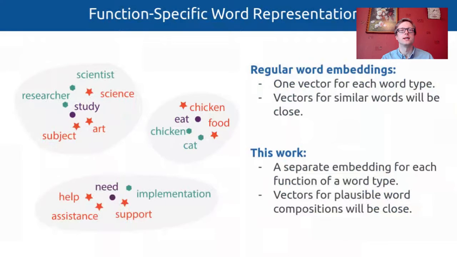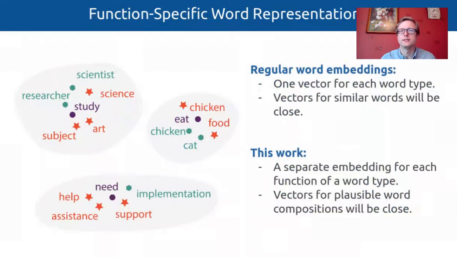For example, in a subject-verb-object relation, the words can take one of three possible roles, either a subject, verb, or an object. And if a particular word can appear both as a subject and an object, then we learn separate embeddings for each of these roles.